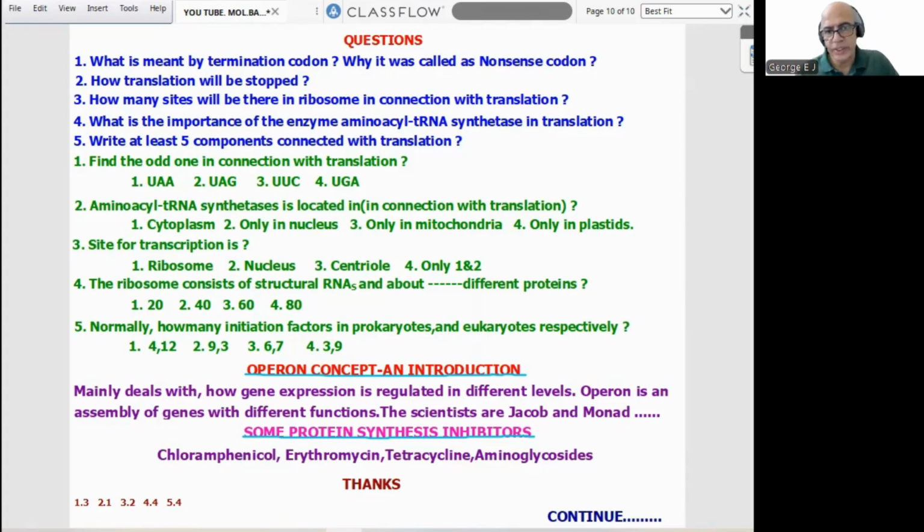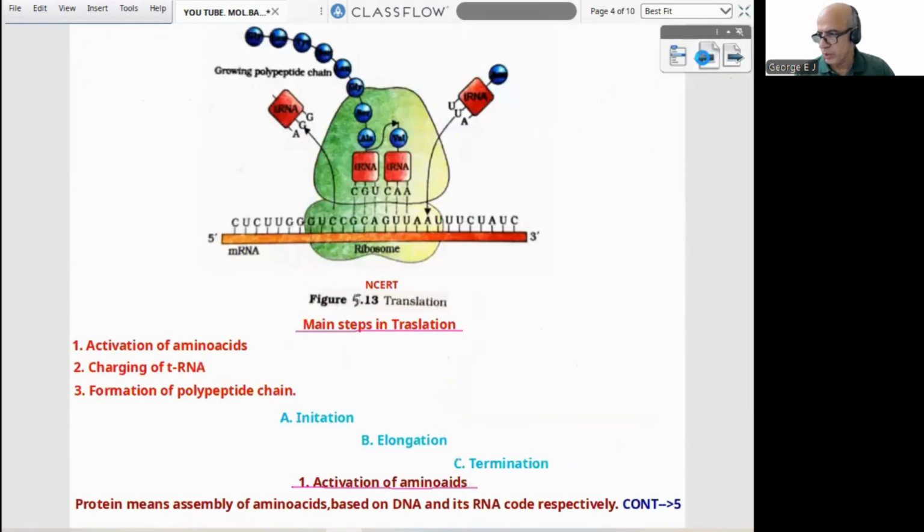Now some protein synthesis inhibitors, mainly antibiotics: chloramphenicol, erythromycin, tetracycline, aminoglycosides. That is regarding this episode, molecular basis of inheritance. It is the 8th part. Now 2 more are most probably needed. So what all things did we learn in this episode? It starts with an introduction, then translation in detail, then Operon concept introduction, then questions. That is how we dealt with this episode.